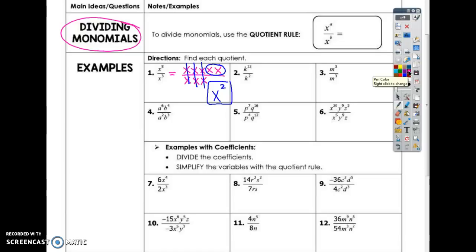Problem number 12. How many k's do I have on top? 12. Do you want to draw all 12? No, right? So what was the short way that we did here? You just subtract. 12 minus 2 is how many? 10 k's on top, because the bigger number's on top, so they're left on the top. So that's k to the 10th power.